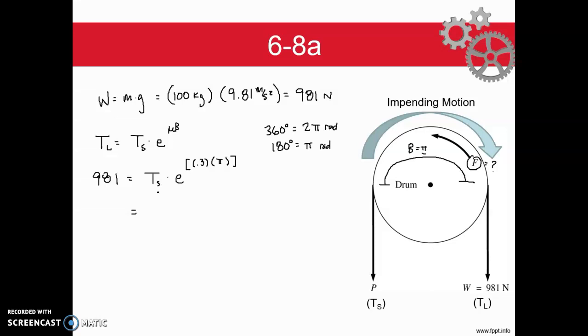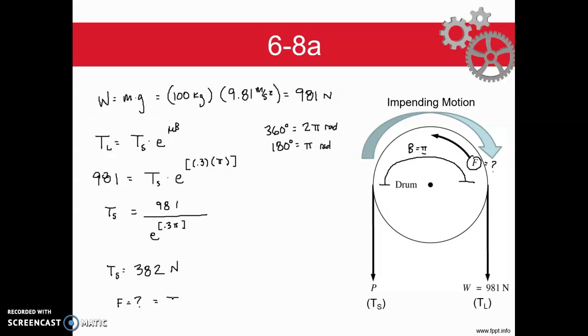So we've got pi radians, 0.3 coefficient of friction, and so what we want to do is solve for Ts. Actually, I'm going to flip this equation around the other way. I'm going to put Ts on the left side just to give myself more room over here. Ts is going to be equal to 981 divided by e to the power of 0.3 pi. Okay, so we just plug that into our calculator to find the small tension. Okay, I plugged that into my calculator and I got 382 newtons.